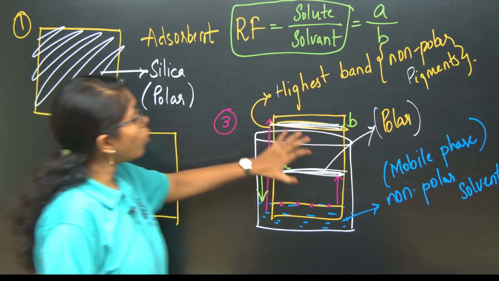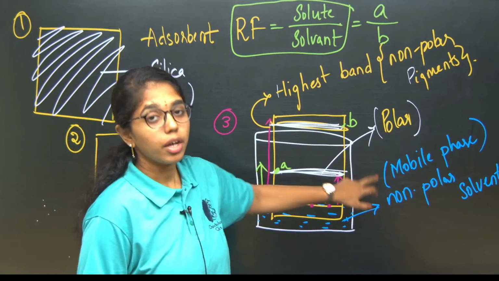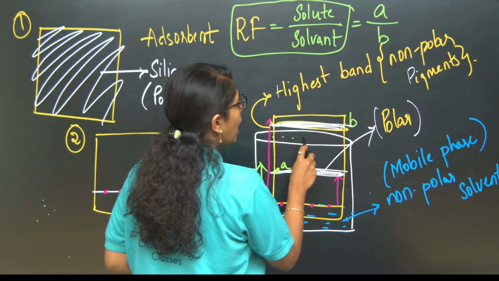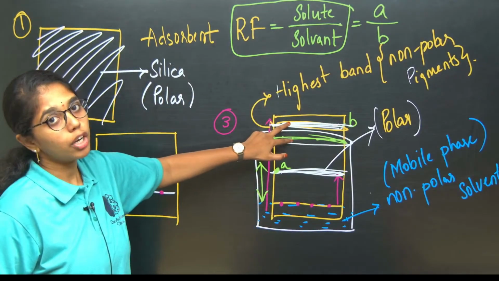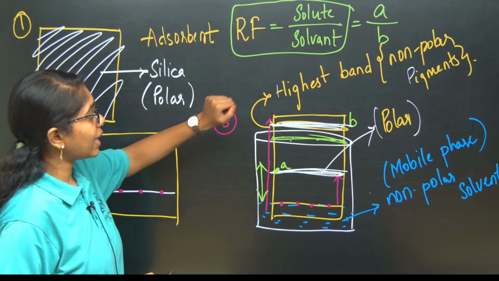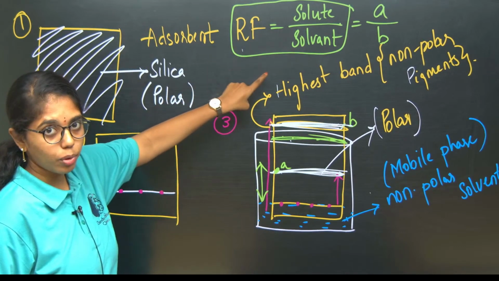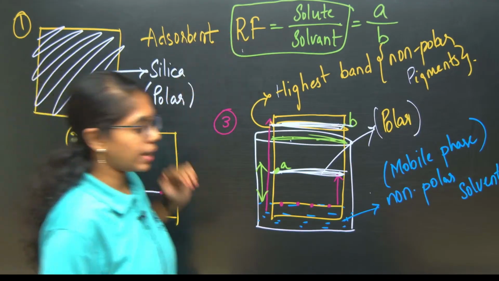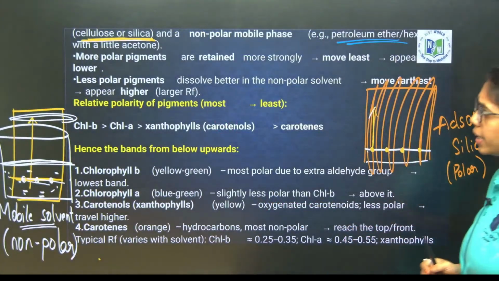So, the more the RF value, the more polar the band. The less the RF value, the less the distance travelled by the solute compared to the solvent, and in that case it will be non-polar. Remember that point: less the RF value, it is non-polar; more the RF value, the solute is polar. Now look into the theory carefully.